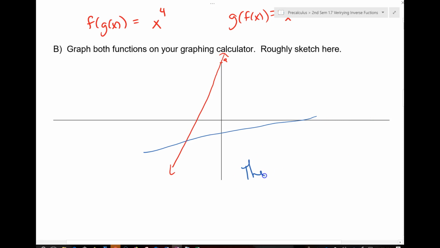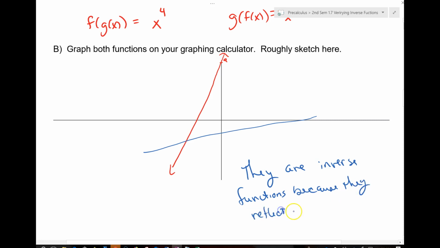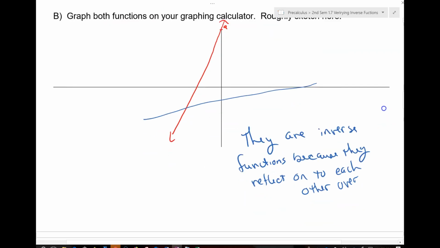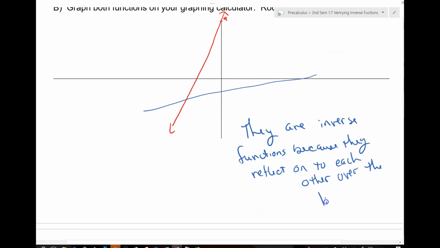All right, inverse functions, because they reflect onto each other over the line y equals x. Basic on there. So I have reflections over that. Pretty easy to do. All right.